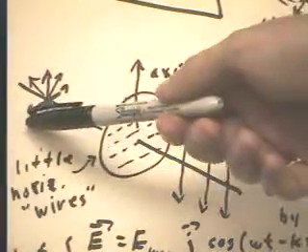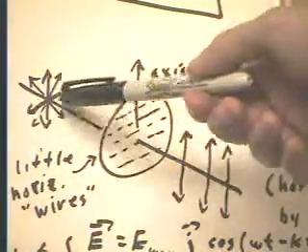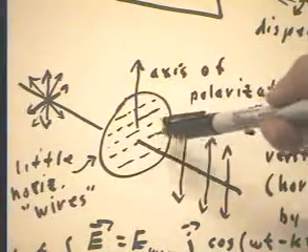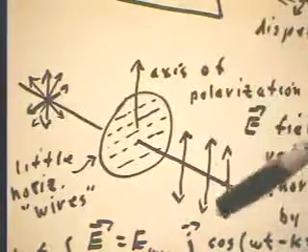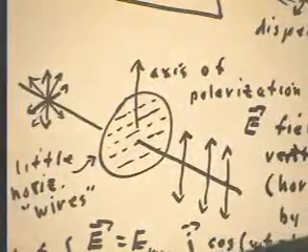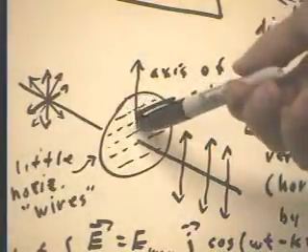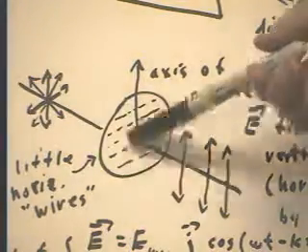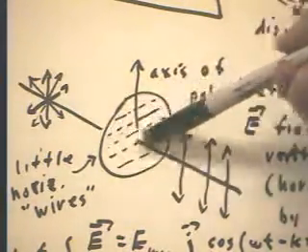And even a vector that has a partial direction in this direction is going to lose the part of its direction that's parallel to these wires, and all that's going to be left is the straight up and down component of the electric field, which is parallel to what we call the axis of polarization. The axis of polarization is perpendicular to these little wires.